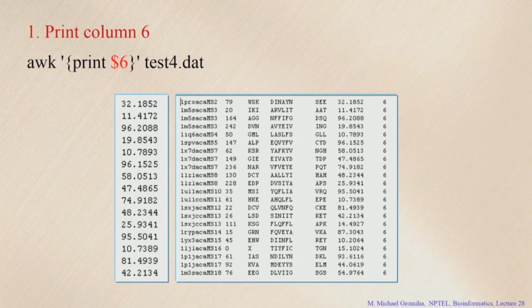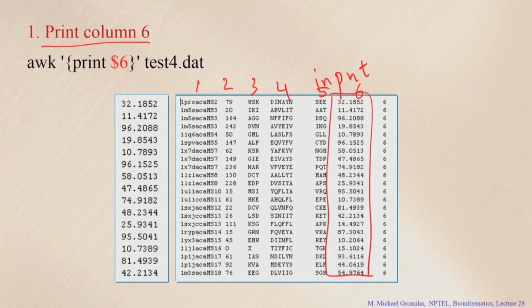Okay, we have a file, this is the input file, and the first question is: print column 6. Which one is column 6? 1, 2, 3, 4, 5, 6, this is column 6, we need to print. In this case, do we need any pattern? We do not need a pattern, because we are not looking for anything, we just want to print column 6 because it contains some numbers, and I want to see the numbers.